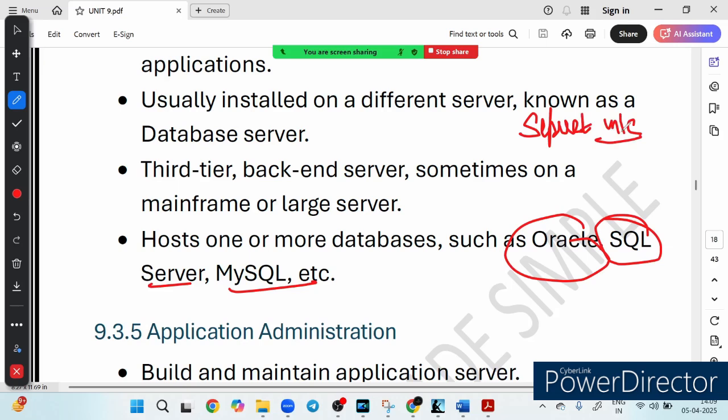You can think of the database server as the brain where your past actions are recorded, and the application server as the one doing all the thinking. So the database server is used just for recording purposes, and the actual brain is handled by the application server.